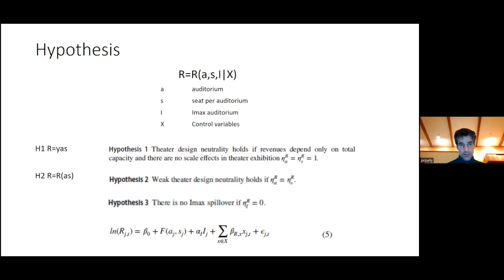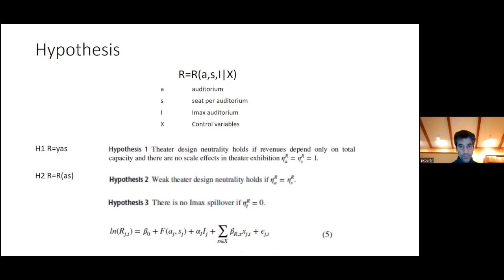And keep in mind here, it's only revenue. I work only with revenue. Obviously, there's a cost side, right? There's a cost side, since dividing a larger space into more auditoria includes replicating more fixed cost to add these additional auditoria.